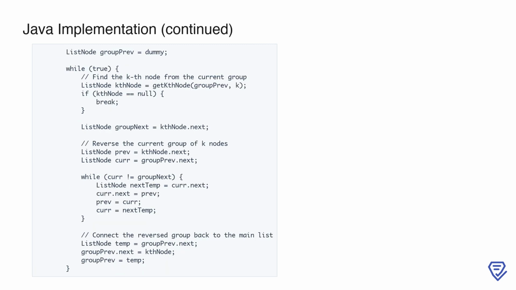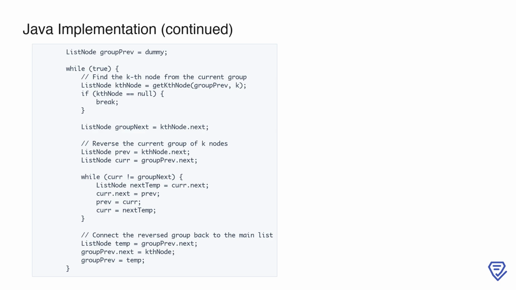Now, we introduce a pointer, groupPrev, which initially points to the dummy node. This pointer helps us keep track of the node before the current group being processed. Inside a while loop, we first locate the kth node in the current group using a helper method, getKthNode. If the kth node is null, it means there are fewer than k nodes remaining, and we break out of the loop as no further reversal is necessary. Otherwise, we store the next node after the kth node in groupNext, which marks the start of the next group.